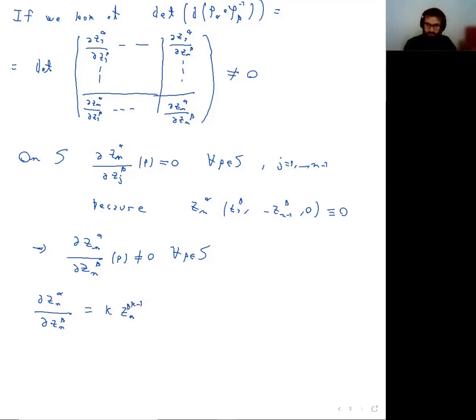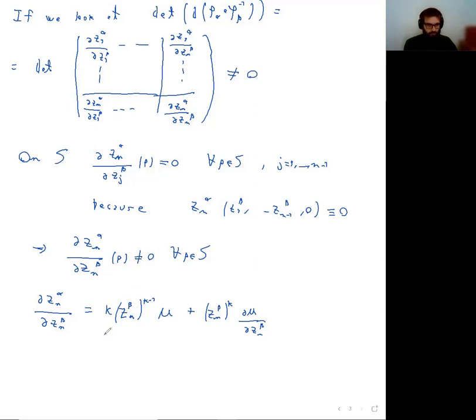I'll rewrite it. This is Zn beta to the k minus 1 times u plus Zn beta to the k times the derivative of u with respect to Zn beta. We just derived this using the standard Leibniz formula. But now we see what we know, that on S, this is never 0. And S is precisely Zn beta equals 0.